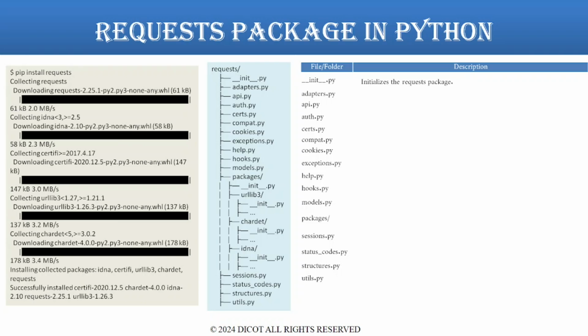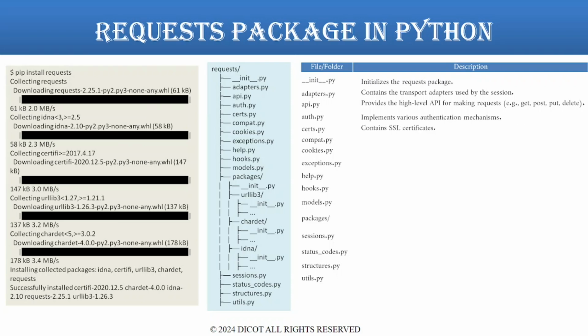Next, the adapters.py file contains the transport adapters used by the session. Next, the api.py file provides the high-level API for making requests such as get, post, put, delete, etc. Next, the auth.py file implements various authentication mechanisms. Next, the certs.py file contains SSL certificates.